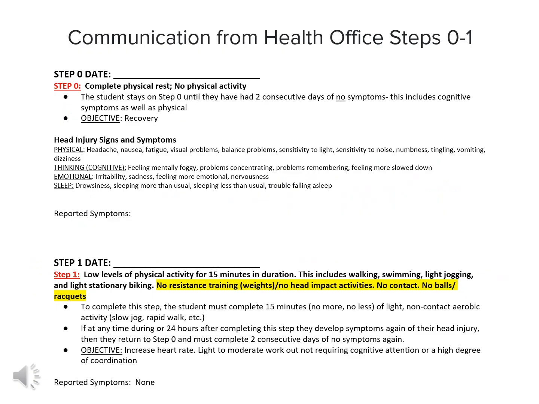So here are the return to play steps for the student. Step 0 is complete physical rest, no physical activity. The student must stay on step 0 until they have 2 consecutive days of no symptoms. This includes cognitive symptoms as well as physical. Step 1, when they have been symptom free, they can do low levels of physical activity for 15 minutes in duration. This includes walking, swimming, light jogging, and light stationary bike. There's no resistance training weights, no head impact activities, no contact, no balls or rackets.